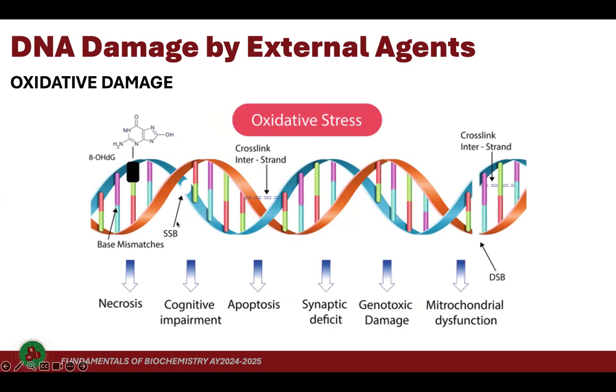Your reactive oxygen species can introduce single strand breaks. It can cause cross-linking, interstrand cross-linking. Okay, so it can also cause double strand breaks. So all of these, if your DNA becomes overwhelmed by these damages, it can lead to necrosis, cell death, apoptosis, dysfunction, etc. Of course, the organism is already sick. It's in a diseased state.